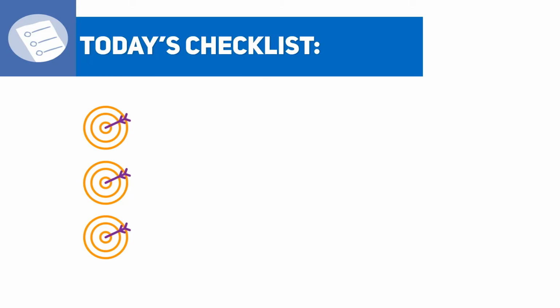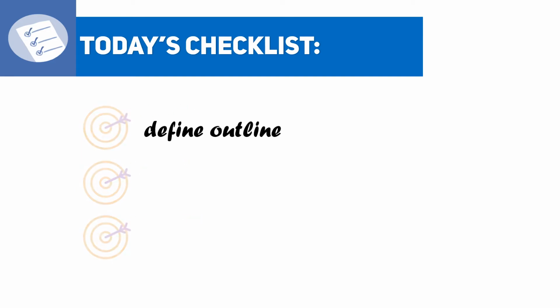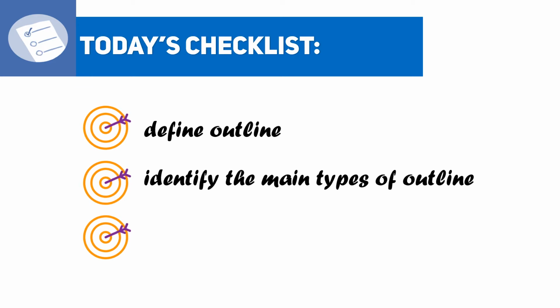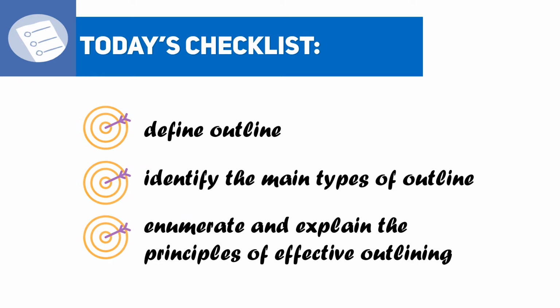Here is today's checklist. At the end of this lecture, you will be able to define outline. Second, identify the main types of outline. And lastly, enumerate and explain the principles of effective outlining.